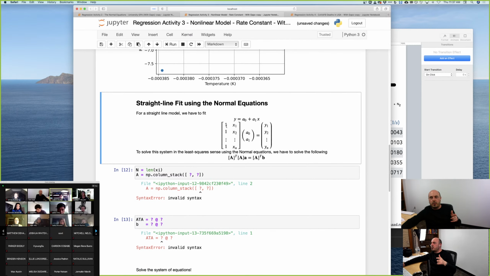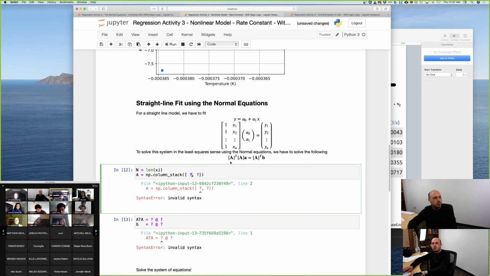And for the normal equations, all you need is to do a column stack. For a straight line, you need 1's and xi's, right? So anyone would like to help me here? Once you converted your model, we took the logarithm, forget about it. Just deal with the new xi and the new yi. Okay, forget about the original data. We're just working as if we have this new data, a straight line. All right. Sammy, do you want to help me with this?